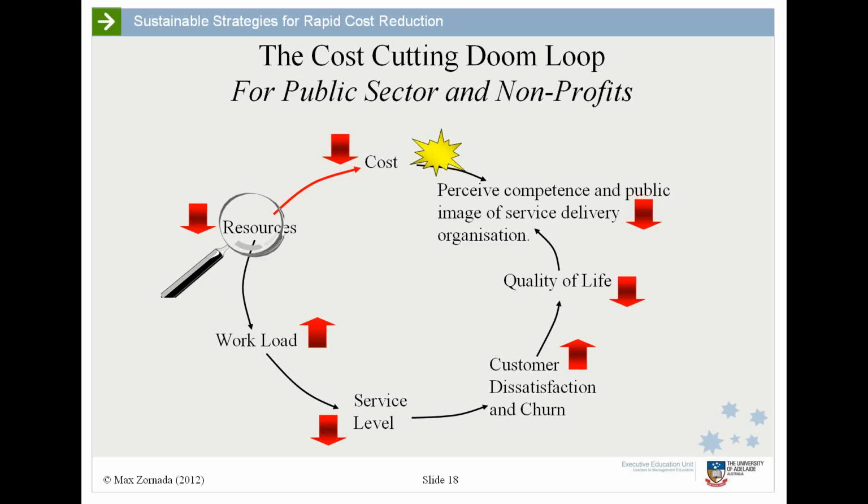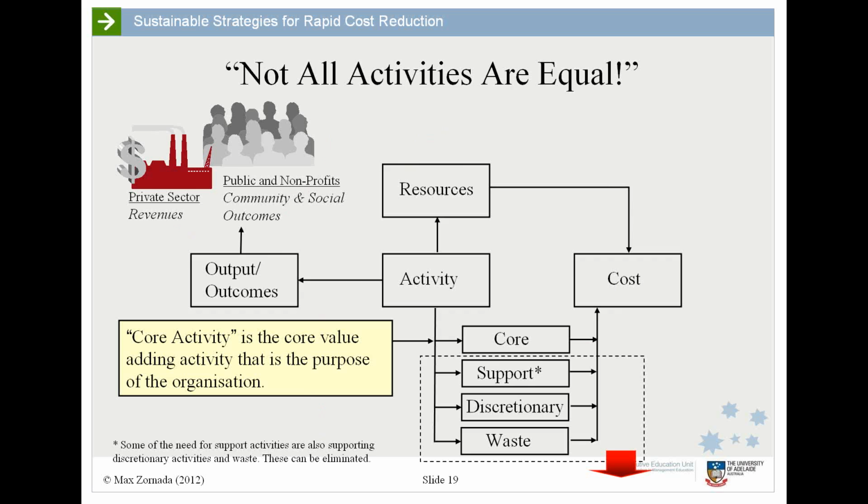If you look at the public sector and non-profit environment, we have a similar effect, even though quite often the revenue and the profit is not there to be measured. But the customer dissatisfaction and churn leads to the perception that there's been a deterioration in quality of life, and that in turn reflects on the perceived competence and public image of the service organisation. So often there's a perception that the service deliverer is not really up to the task, not doing their job.